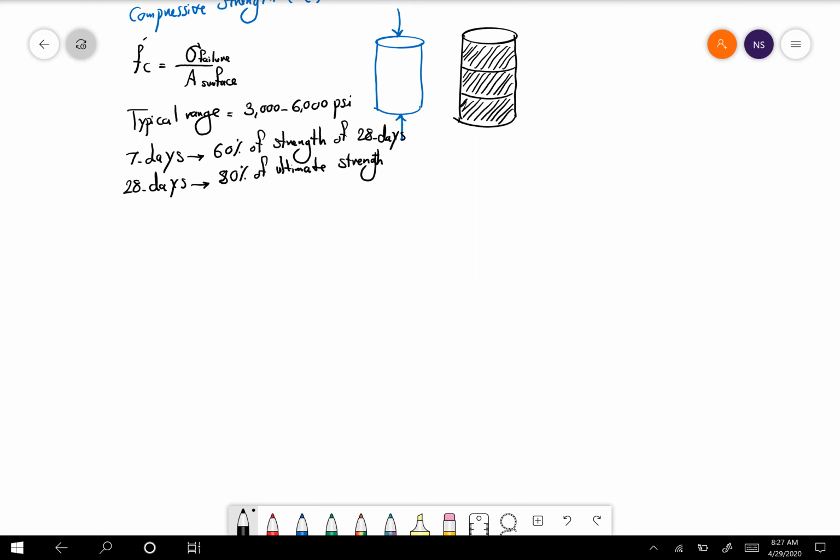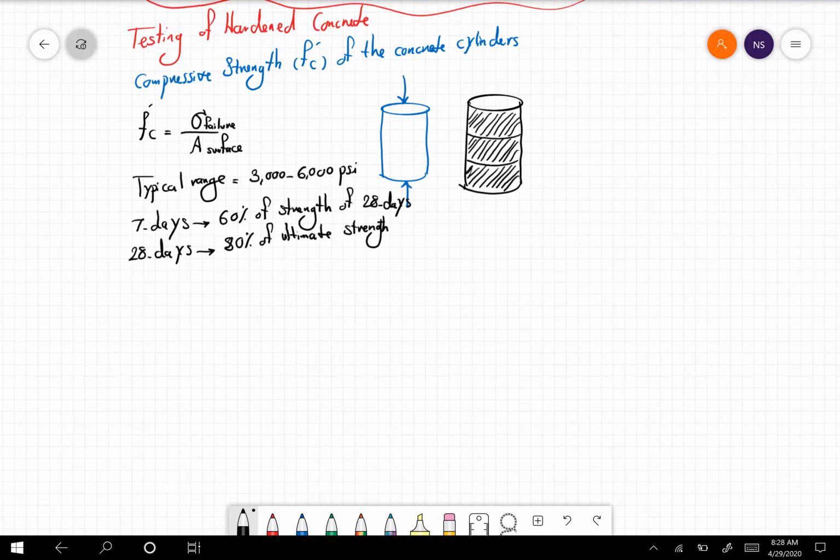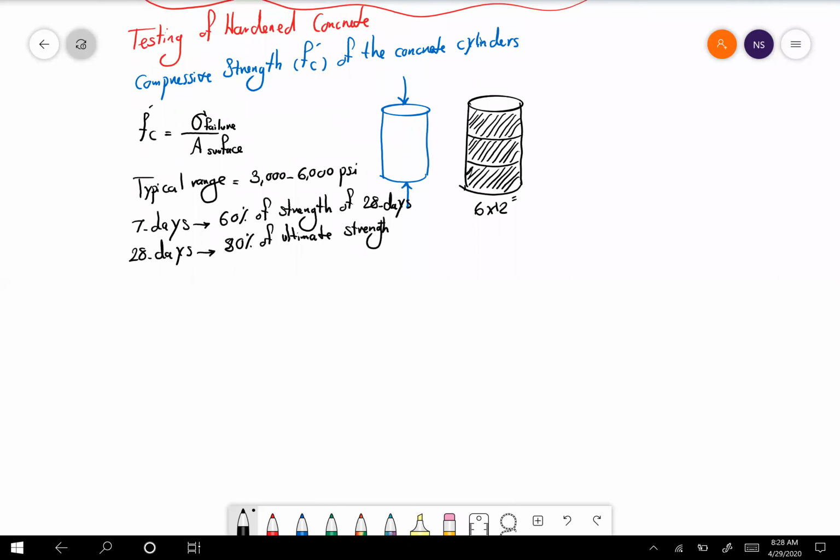Okay, and then we talked about the standard size of the cylinders. It's 6 by 12 inch, and most of the time this is the standard, but some testing procedures have adopted 4 by 8 samples that can be correlated to the 6 by 12 samples.